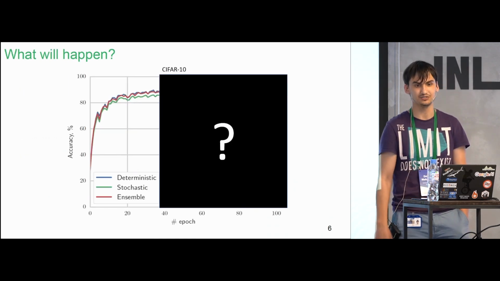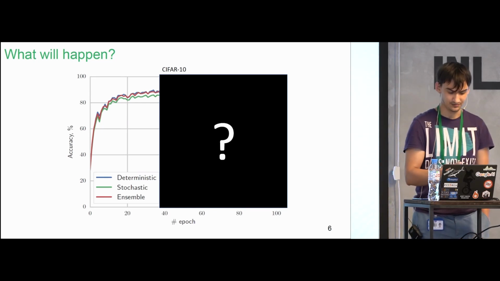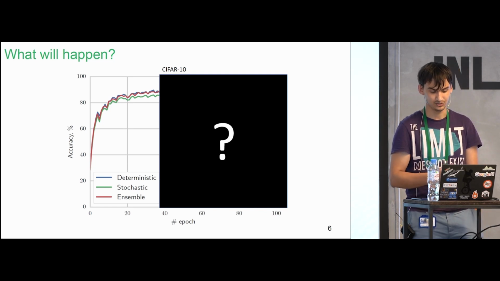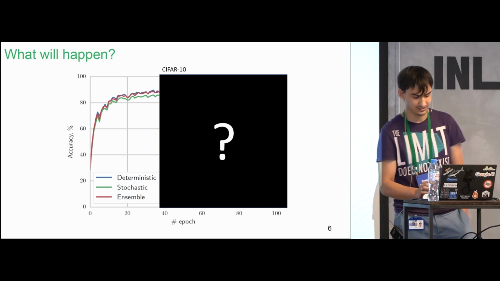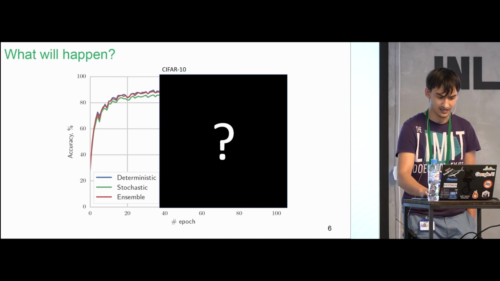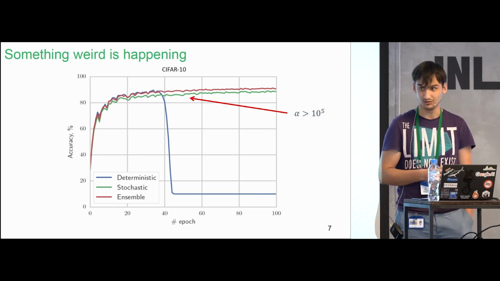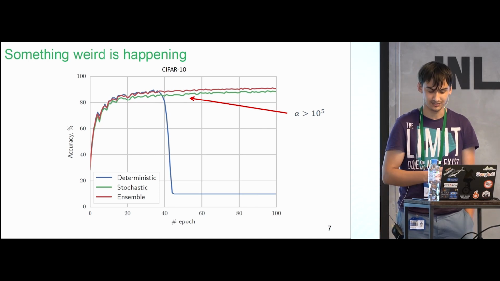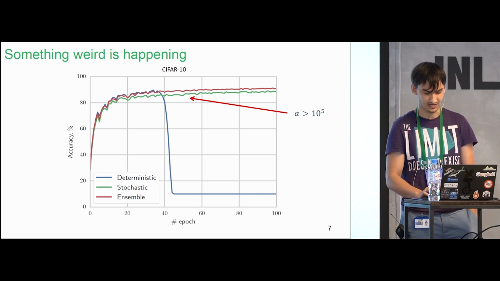So what happens when we try to fit the variational dropout model? We track these three possible prediction methods, deterministic, stochastic, and ensembling, during the training. And this is measured on the test set. You can see that all of them behave, well, practically the same. But after some epoch, ensembling and stochastic continue learning just as well, but deterministic prediction goes to random guess quality. So something very weird happens.